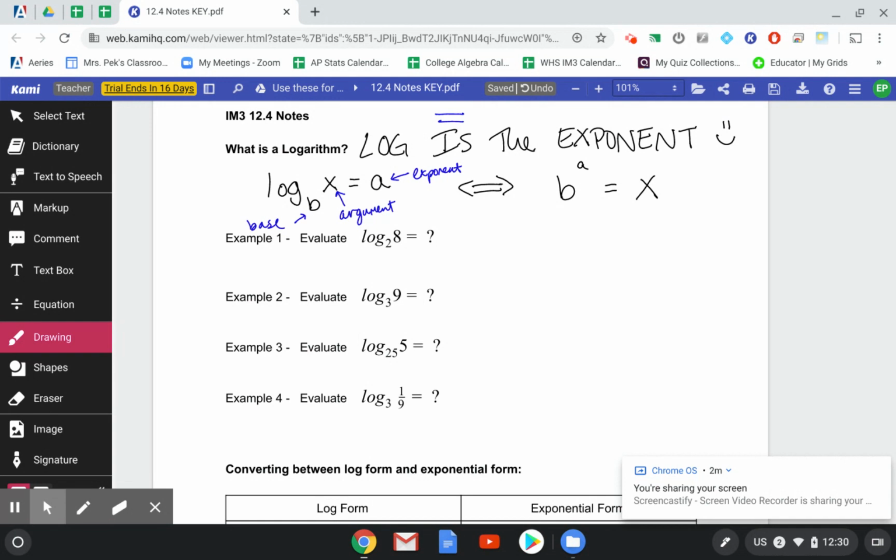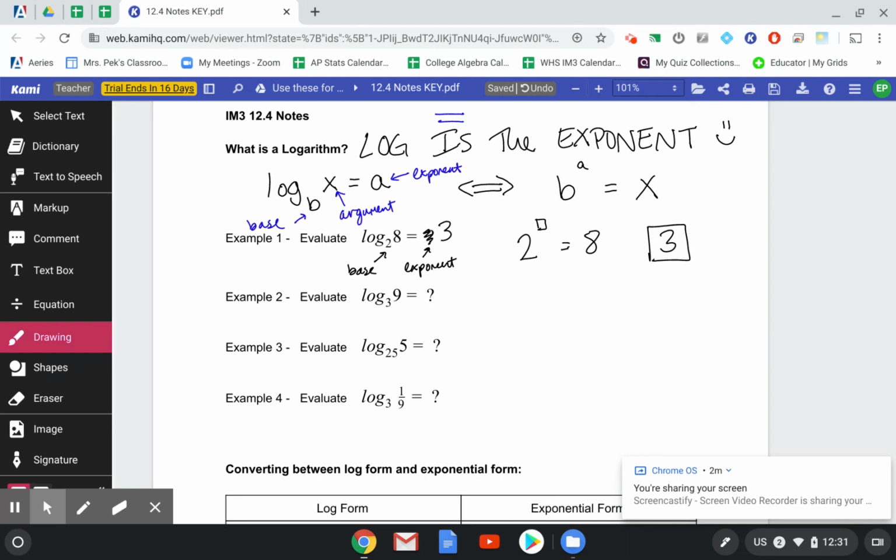So let's look at some examples. Example 1 says evaluate the log base 2 of 8. So what I'm really asking you is, the base is 2, and what I'm looking for is the exponent to 2 that's going to give me 8. So I want to know 2 to the what power equals 8. And when you think about it, I know that 2 to the third equals 8. So the log base 2 of 8 equals 3.